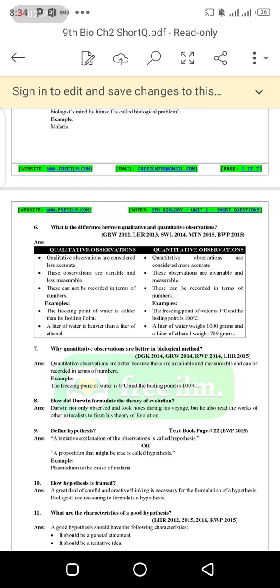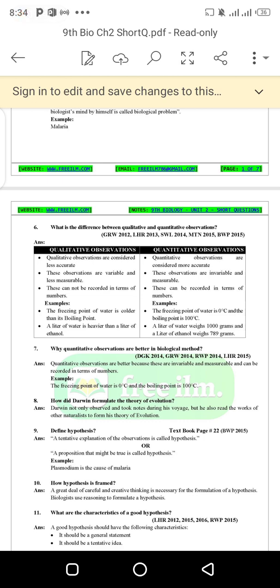Qualitative observations are considered less accurate. These observations are variable and less measurable. These cannot be recorded in terms of number. For example, the freezing point of water is colder than the boiling point. A liter of water is heavier than a liter of ethanol.